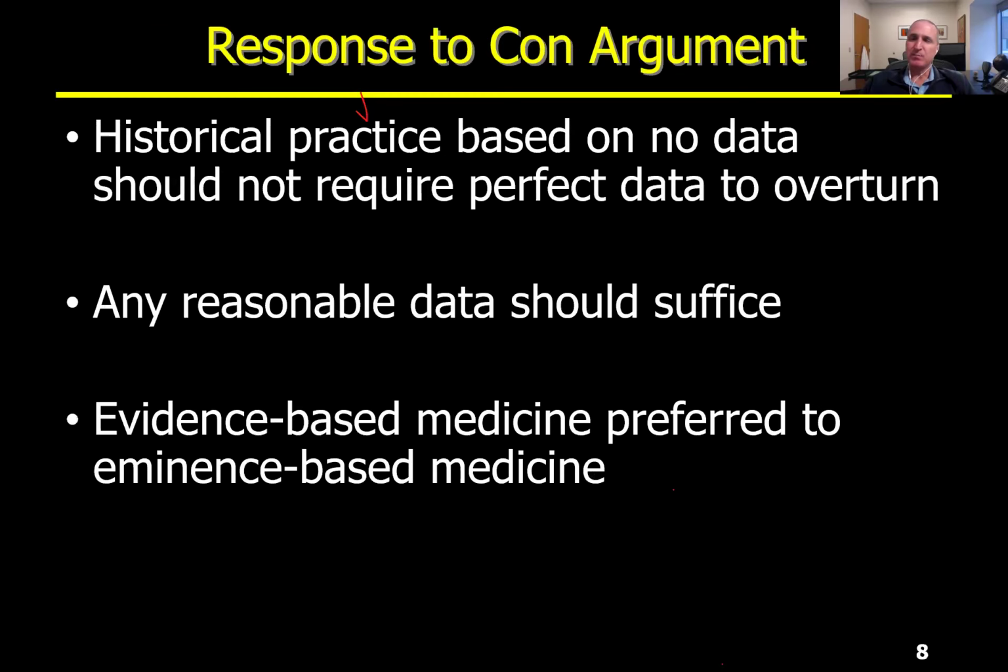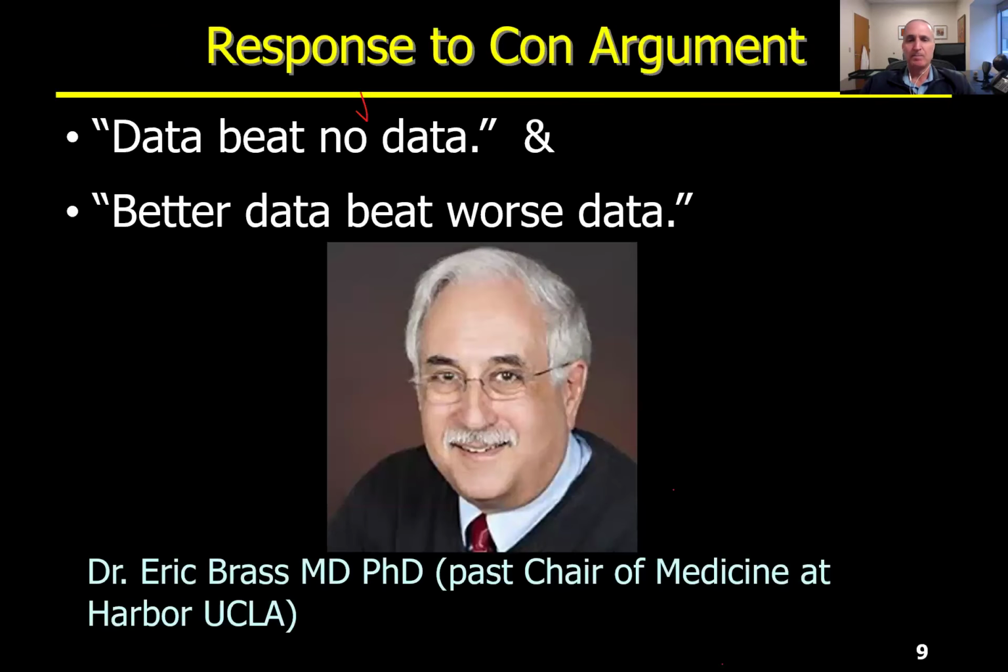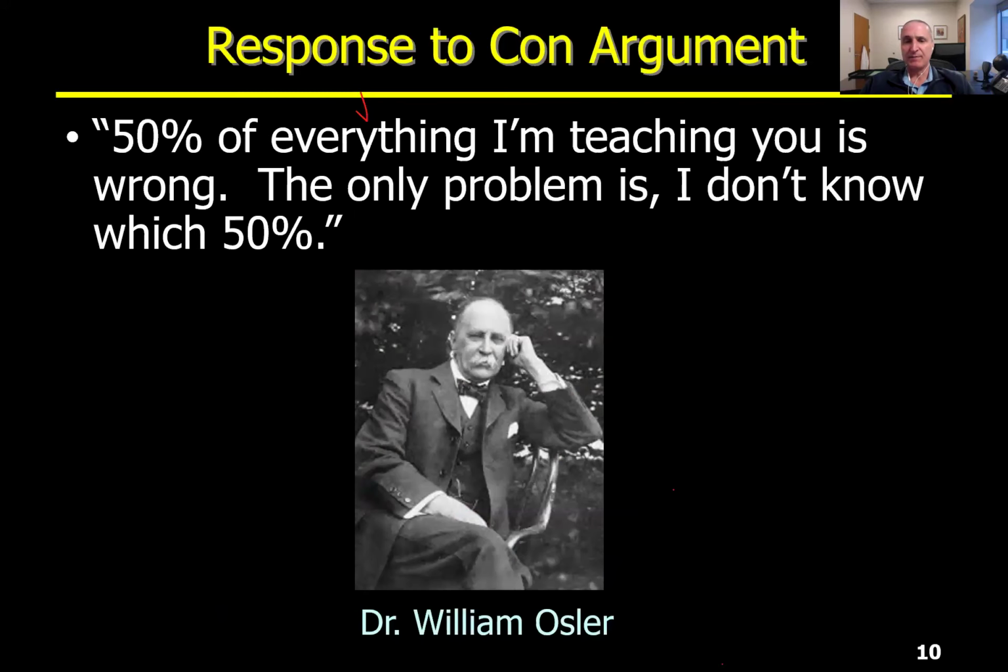Historical practice that's based on no data and is nonsensical does not require perfect data to overturn. Any reasonable data suffices to overturn nonsensical historical practice based on no data. Evidence-based medicine is preferred to eminence-based medicine, or as my mentor taught me, he was chair of medicine when I was a student and resident, data beat no data, and better data beat worse data. Or if you want to quote from another luminary of medicine, Osler is said to have said, 50% of everything I'm teaching you is wrong. The only problem is I don't know which 50%.